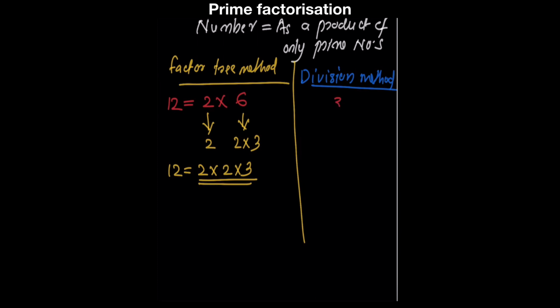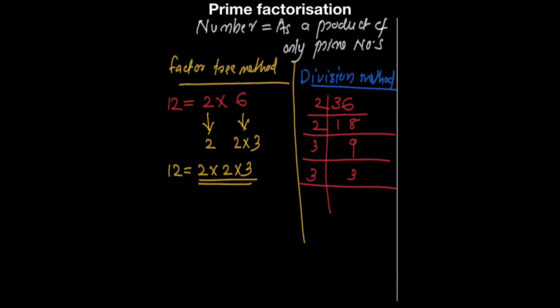First, write the given number 36, draw like this, then divide it by a prime number which divides it completely. It must be 2. Then we will get 18. Divide again with 2, we will get 9. Again with 3, we will get 3. Again with 3, we will get 1. So now we stop here. This is the prime factorization of 36, that is 36 equals 2 into 2 into 3 into 3. This is the prime factorization through the division method.